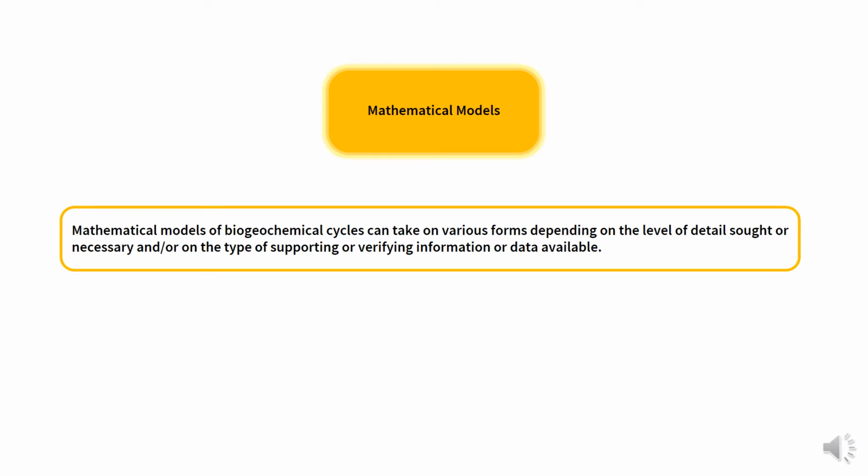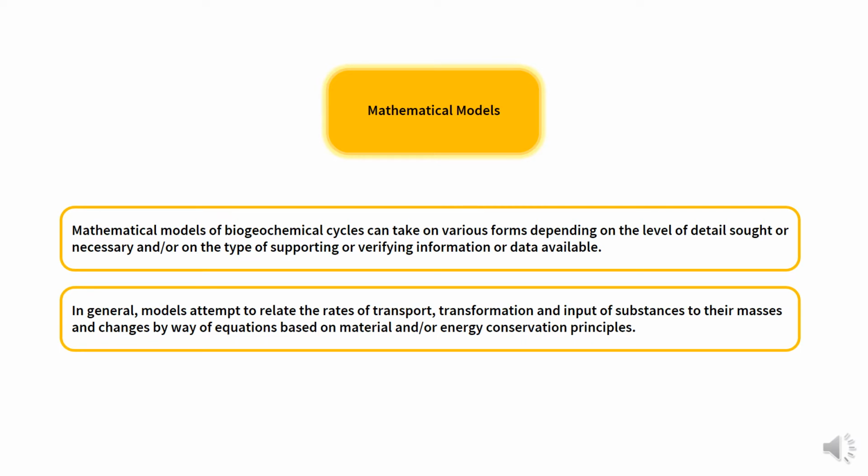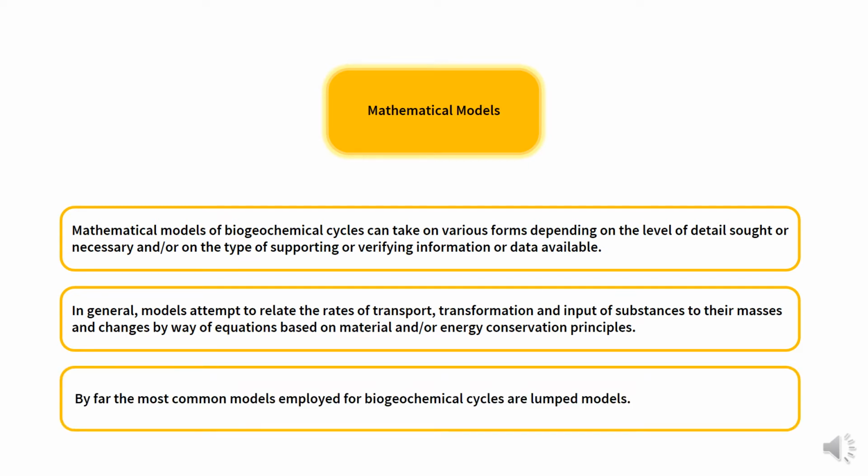In general, models attempt to relate the rates of transport, transformation, and input of substance to their masses and change by way of equations based on material or energy conservation principles. By far, the most common models employed for biogeochemical cycles are lump models.